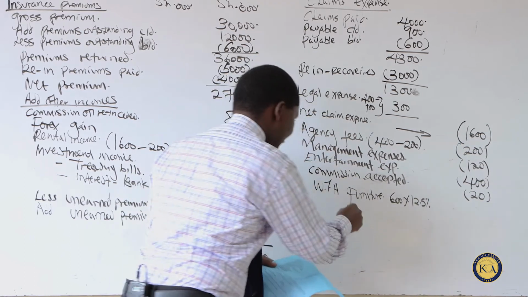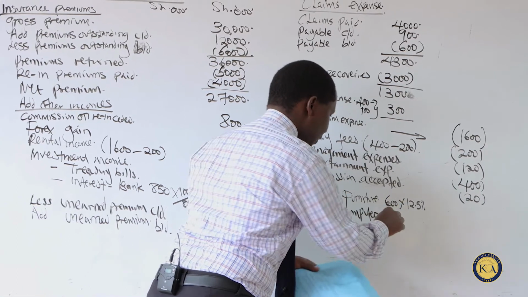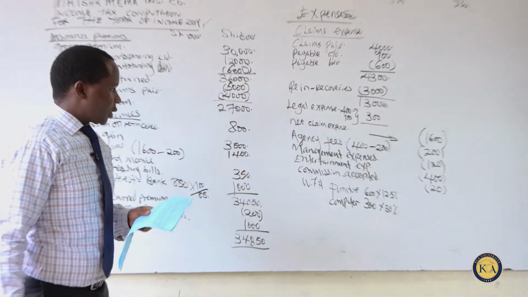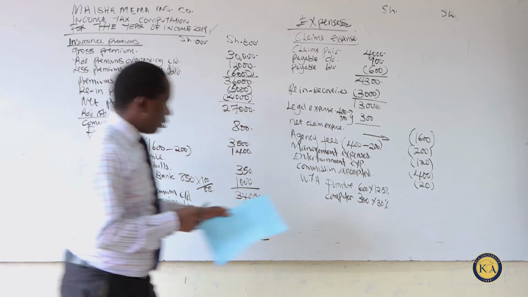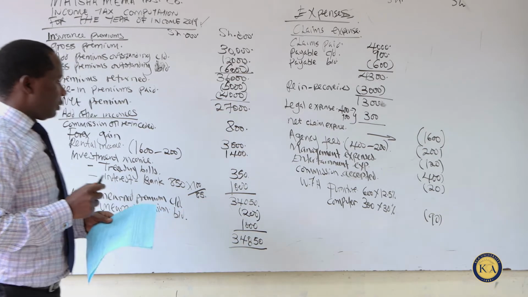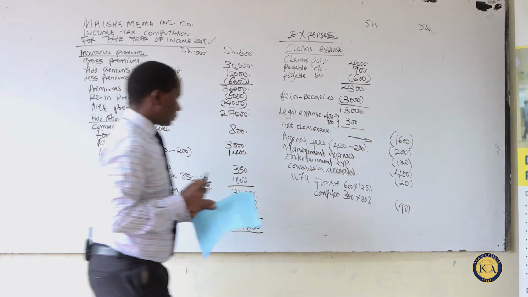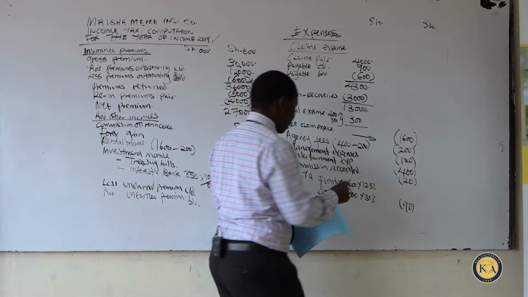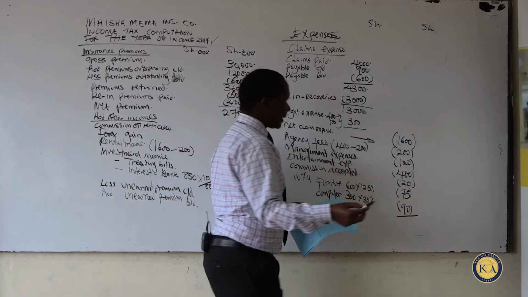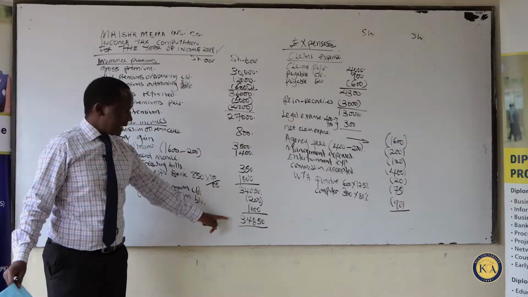And for computers, the amount is 300, and the rate is 30%. So we can compute, this would actually be 90. 600 would be 75, right? So wear and tear on this one, 75. I deduct. Now, these are the allowable expenses which we are going to offset against this income.